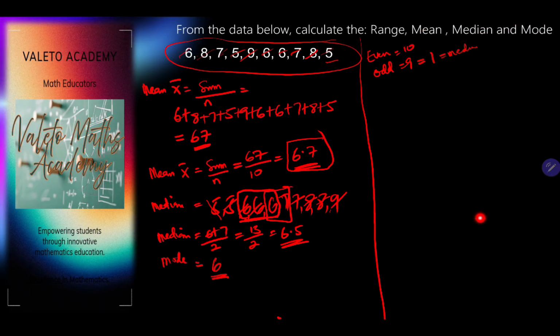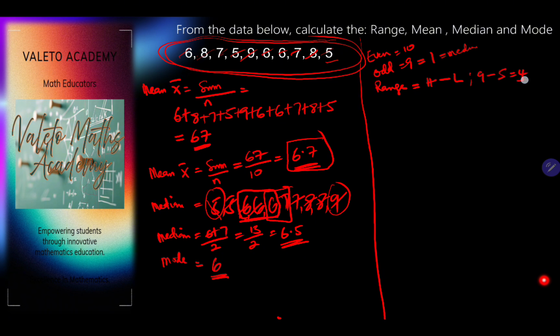So if you look at the mean, the median, and the mode here, they are all tending towards the middle of this distribution. Okay. That being said, we look at the range. The range is equal to the highest value minus the lowest value. It's as simple as that. And in this case, the highest value here is 9 and the lowest value is 5. So the range is equal to 9 minus 5, and this is equal to 4. All right, that's for the range.